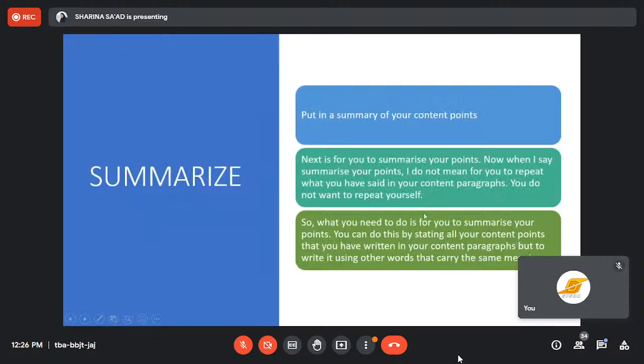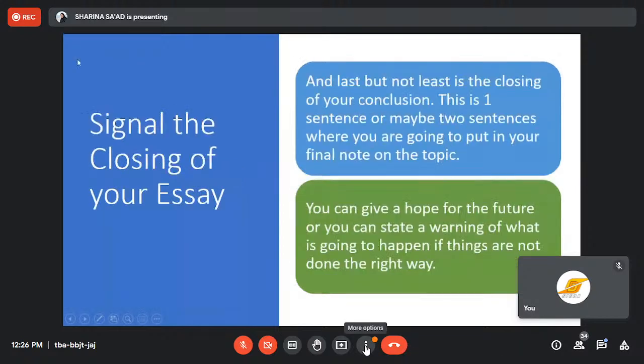Okay, so you have to put in a summary of your content points. You do not have to write everything that you have written in the thesis statement. Maybe you want to put it in another way of saying. You have to signal your closing. Last but not least is the closing of your conclusion.